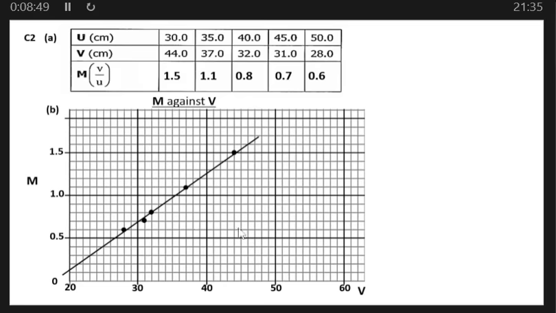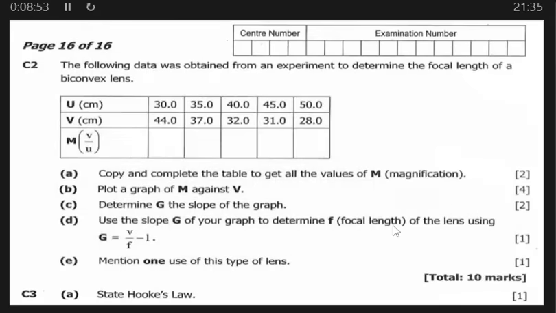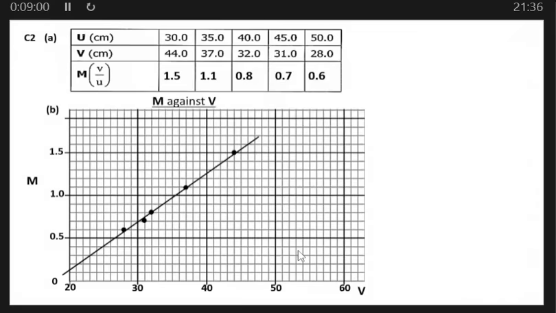Right, so let's go to the next question. The next question says, determine G, the slope of the graph. So let's go to the graph. Here we need to determine G, which is the slope of the graph.